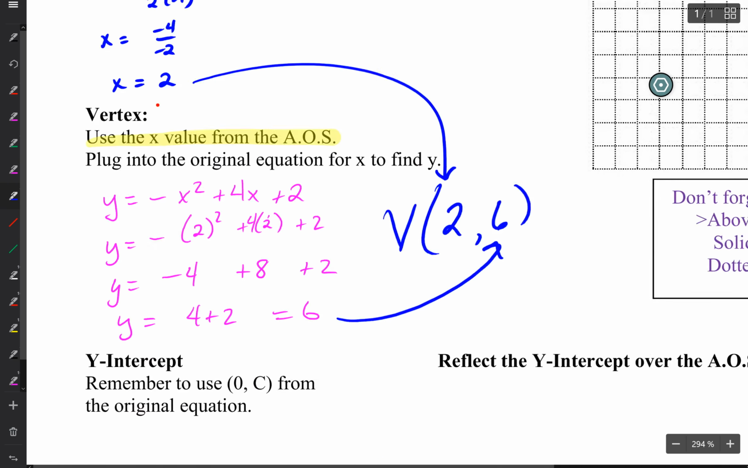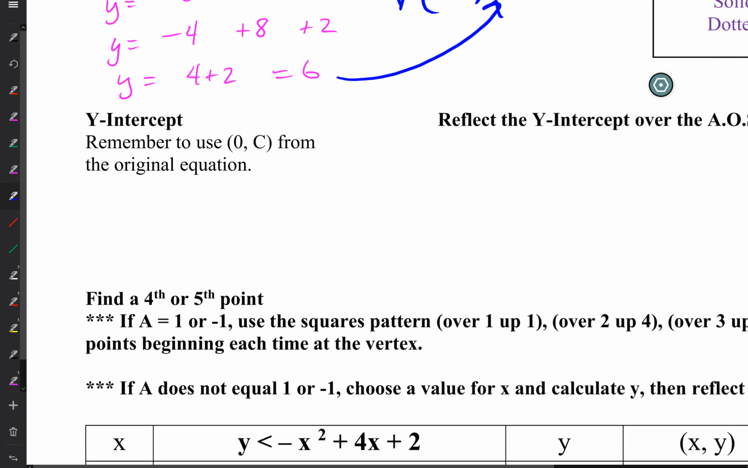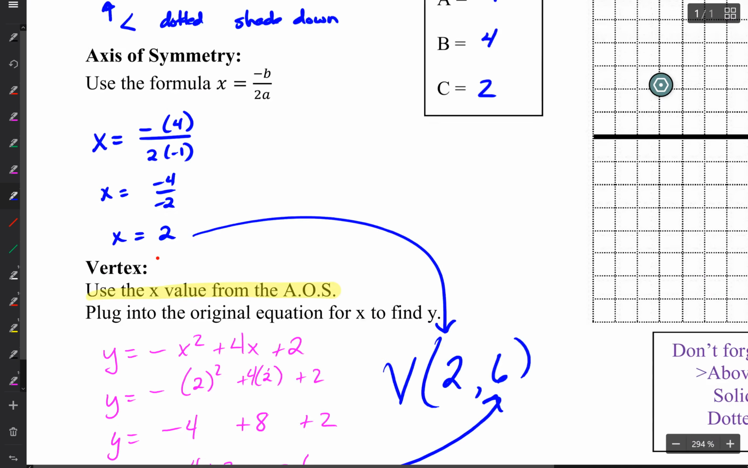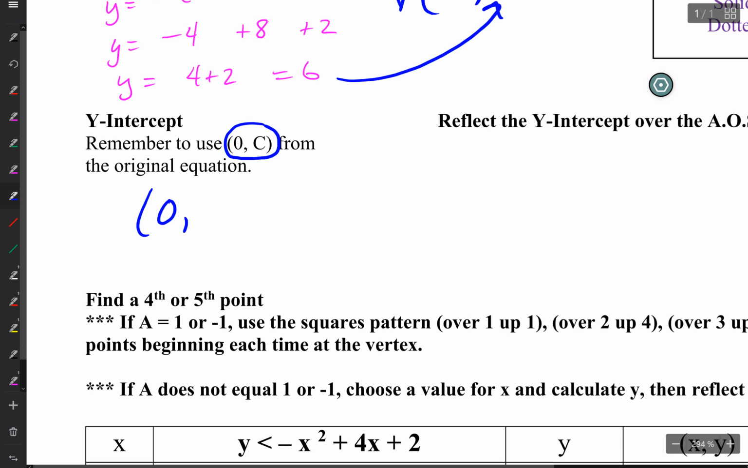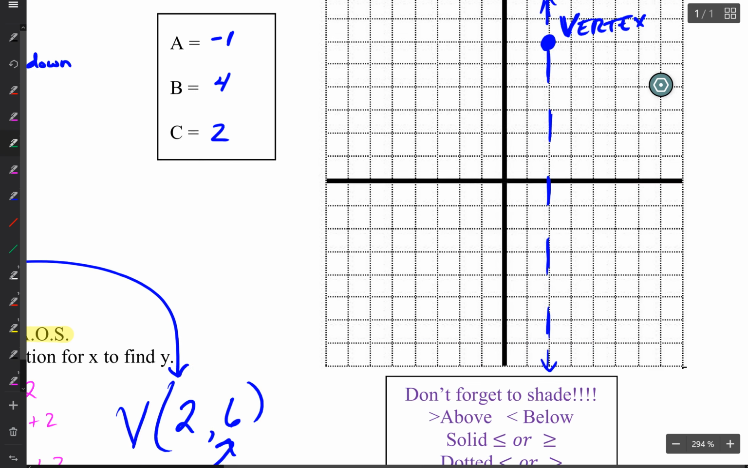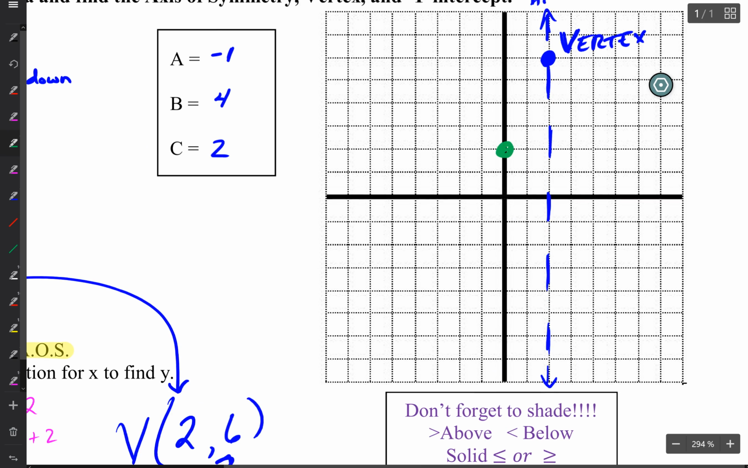Next up, what I think is the easiest part of the problem, the y-intercept. Remember, Anthony, the y-intercept is the point 0, comma c. So here we have 0, comma c. So in this case, 0, comma 2. So that's my y-intercept. I'm going to do this in green. Coming over here, 0, comma 2. Do you remember what is super straightforward now? What do I do with that green dot, Ryan? Reflect it. So I jump over 2 units this way to right there.